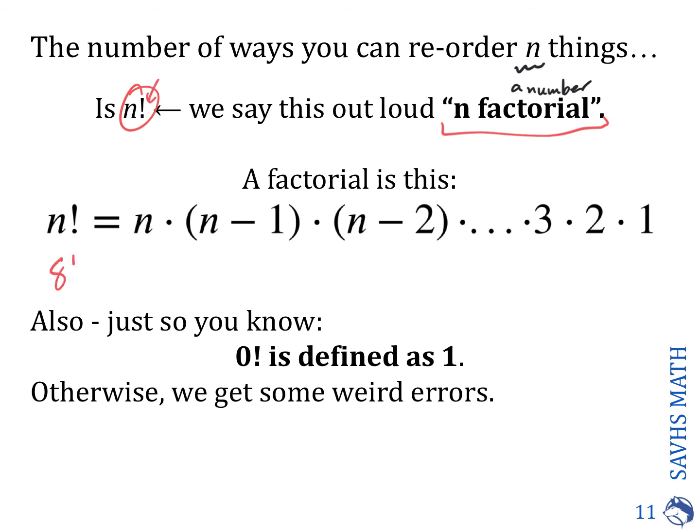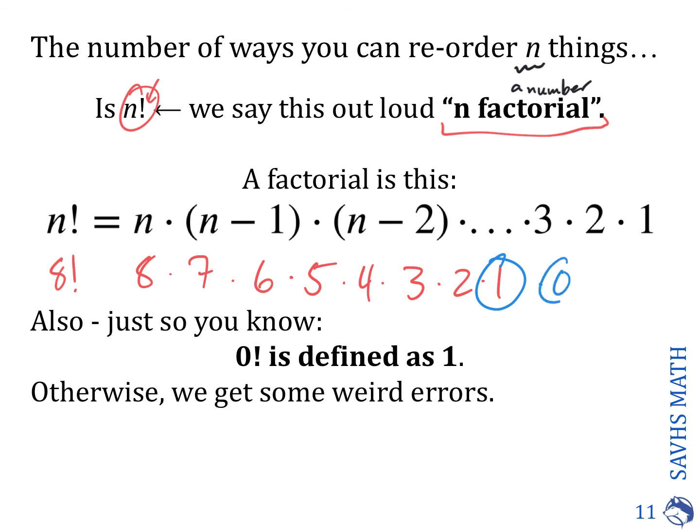So we had 8 factorial the last time. That was 8 times 7 times 6 times 5 times 4 times 3 times 2 times 1. We go all the way down to 1, and then we stop at 1. We don't multiply by 0, because if we multiplied by 0, then there'd be 0 ways to do something. And we know that that's not true.